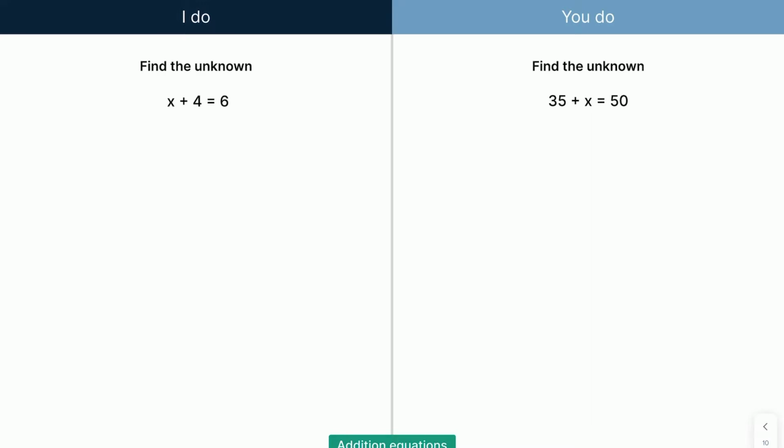Now, the question's asking us to find the unknown, which is x. Now, what you want to ask yourself is, well, what's next to x? It's a plus 4. So we want to get rid of this. We want to get the x on its own. So if we get rid of this 4, we can do the opposite. So the opposite of plus is minus. And we do the same on the other side. So this becomes x is equal to, well, the 4's cancel out. So this will disappear because 4 minus 4 is 0. And on the other side, we have 6 minus 4, which becomes 2.